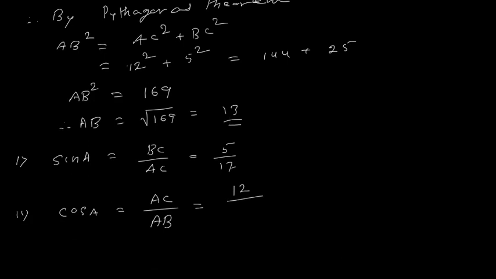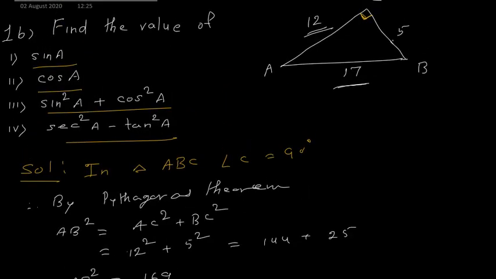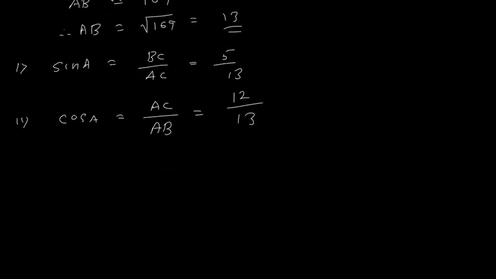So here it is 5 upon 13 and here it is 12 upon 13, and in the diagram also we correct this. It should be 13 not 17, right? Yes. So the cos A is 12 upon 13.